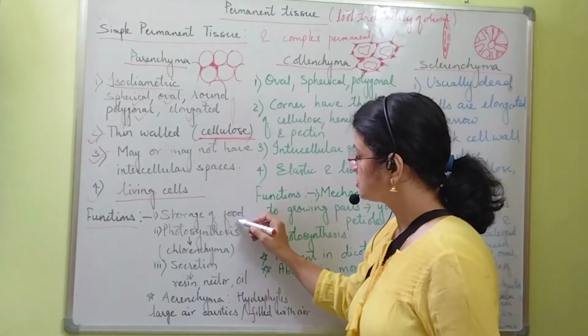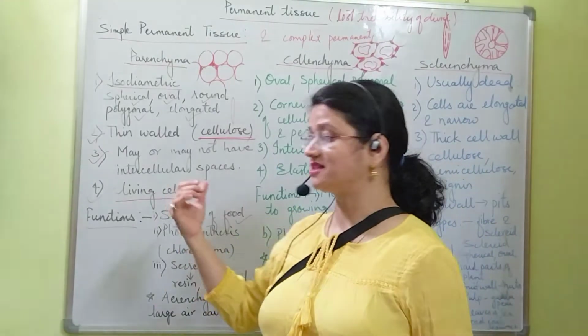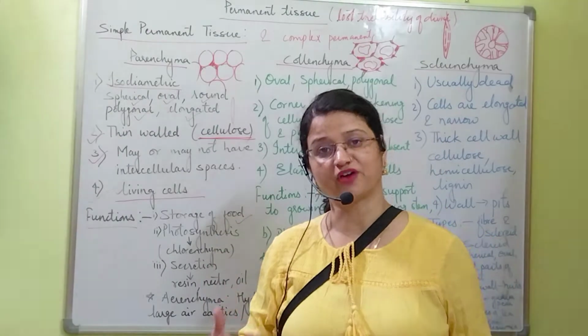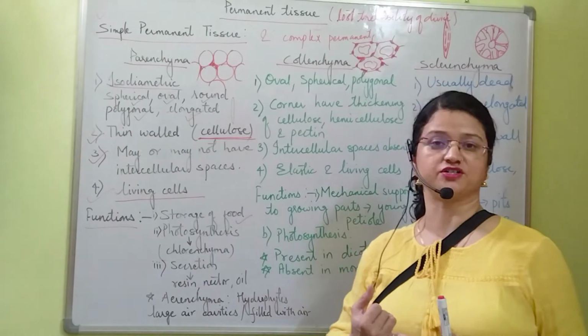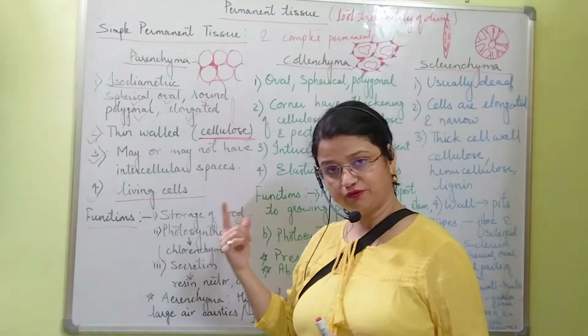They act as storage of food. Here in these cells the food is stored in the form of carbohydrates, fats, proteins or oil. So the very first function of the parenchymatous cell is the storage of food.